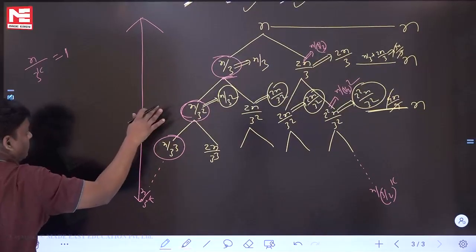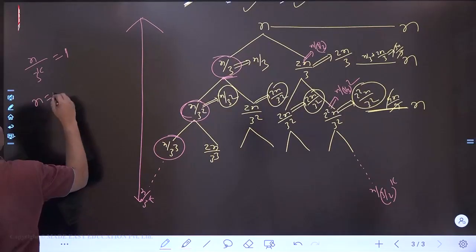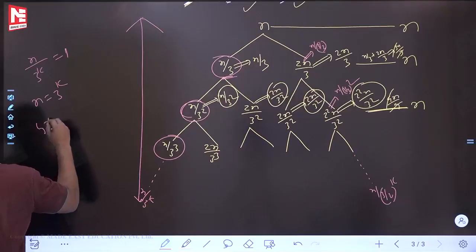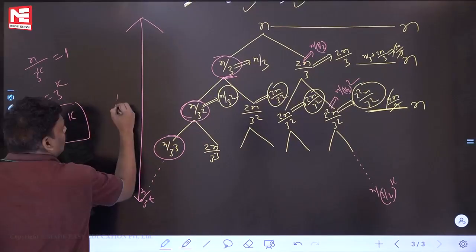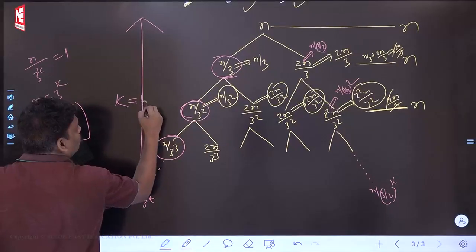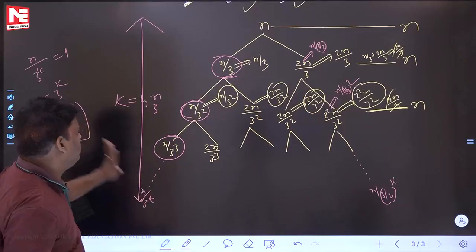After doing k times, I stopped. What is the reason? n by 3 power k becomes 1, which is nothing but n is equal to 3 power k, which is nothing but log n base 3 is equal to k. k is log n base 3. So what is the meaning? After doing log n base 3 times, it is stopped.